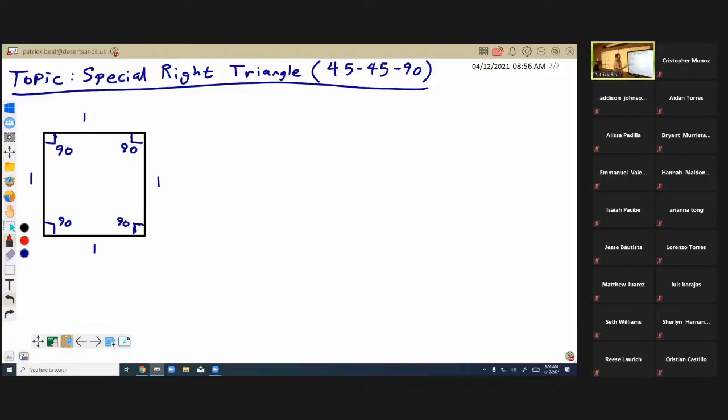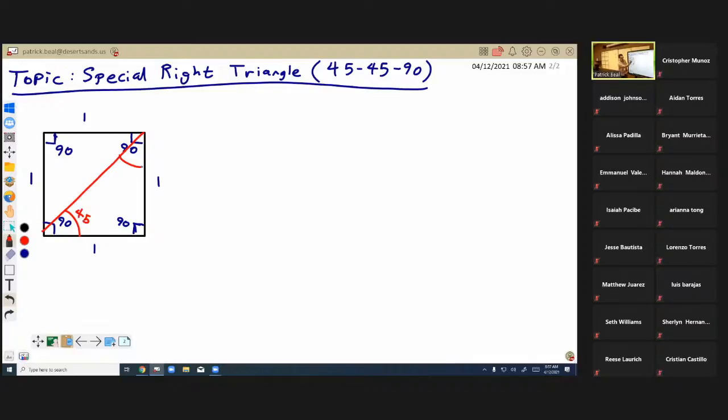Now what happens when we cut this triangle in half like this? How big is that angle? It is acute. We actually know exactly how big it is, because we cut the triangle in half. 45. Yeah, it's going to be 45 degrees.